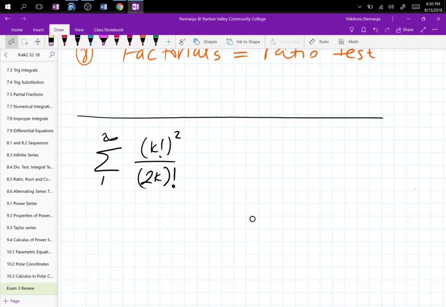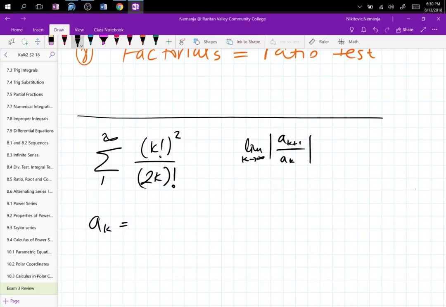Wow. Ratio test. The ratio test is going to take the limit of a_{k+1} divided by a_k. Should have switched this to n. We are looking for a number smaller than 1 for convergence or larger than 1 for divergence. If it's 1, it's inconclusive and you have to use something else.